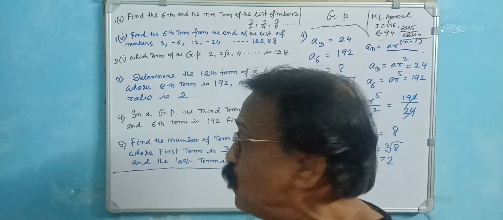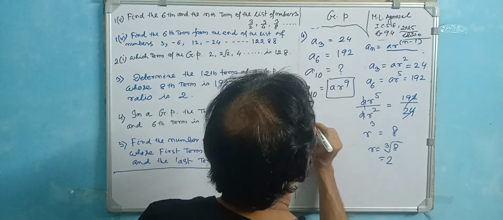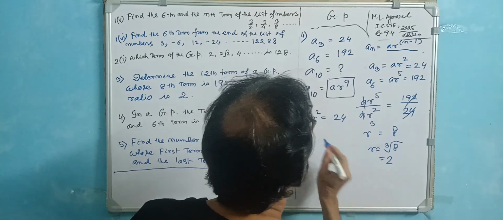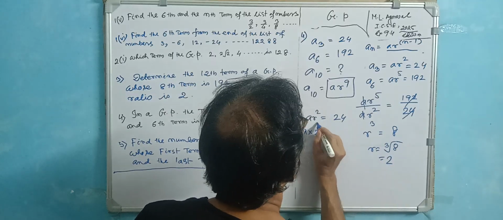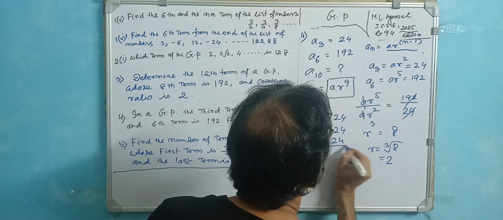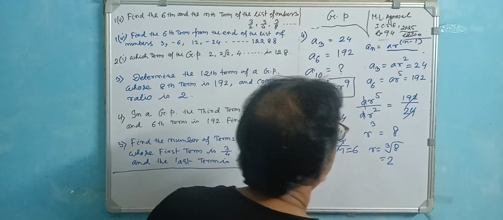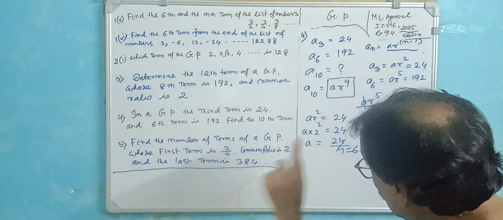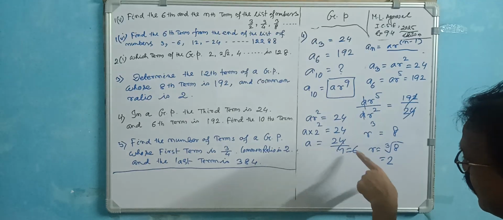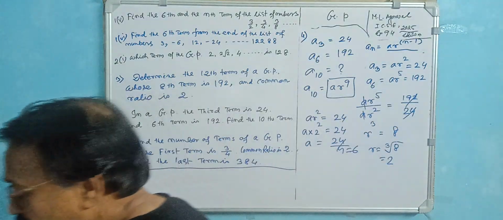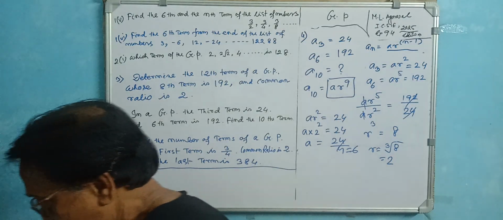When you get the value of R, you just put it here in A r square. This is 24. You know the value of R is 2. So A into 2 square is 24. So A is equal to 24 by 4, so 6. Now 90%, 95% of the sum is completed, because you know the value of A is 6 and R is 2. Just put it here. Very interesting.